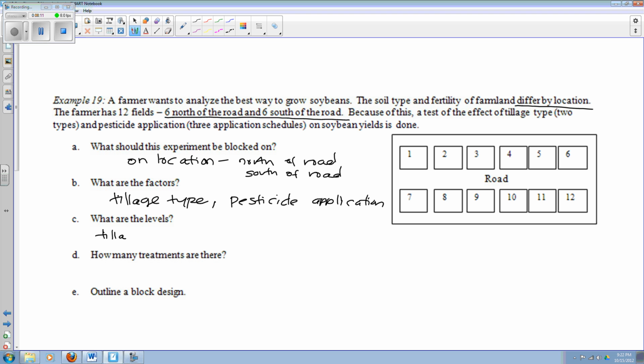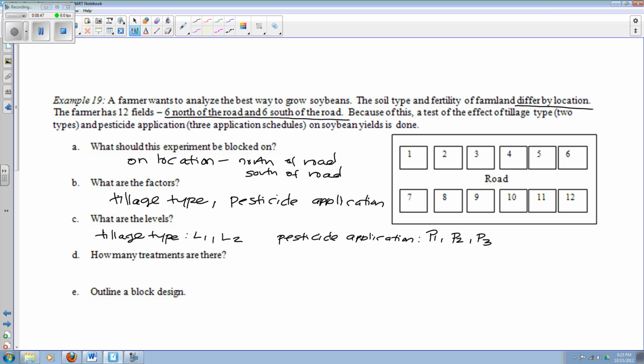So what I can write is the tillage type. I'm just going to do like level 1 and level 2, L1 and L2. Not like the list in the calculator. You could have put T1 and T2, doesn't matter. And then the pesticide application. They told us that there's going to be 3 different types of pesticides. So I'll just label them pesticide 1, pesticide 2, and pesticide 3.